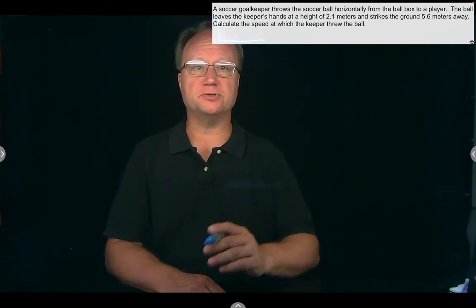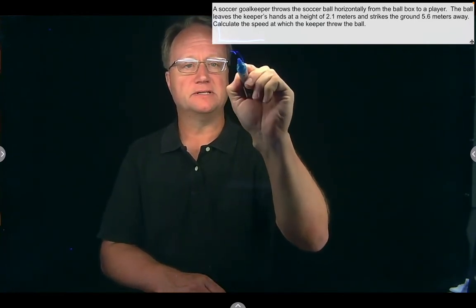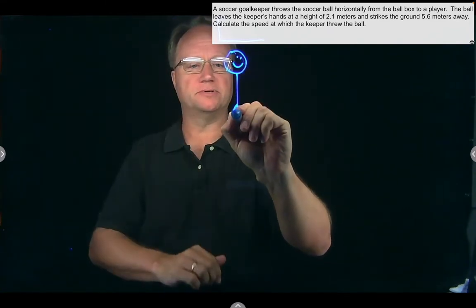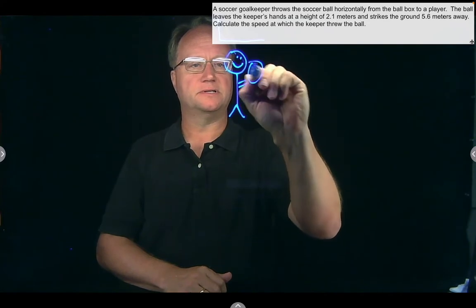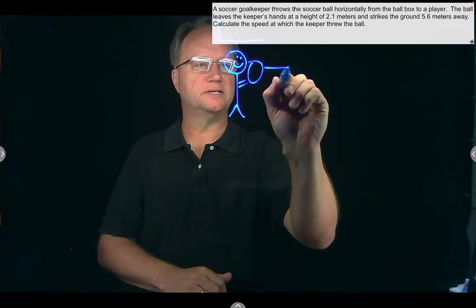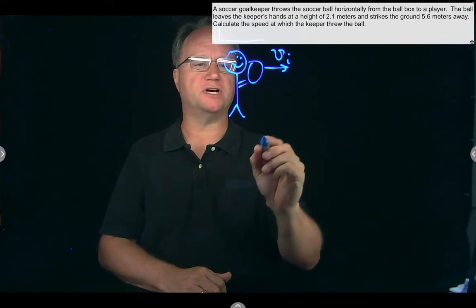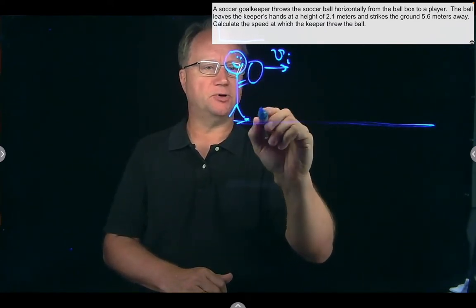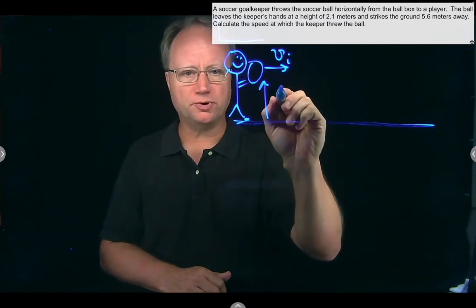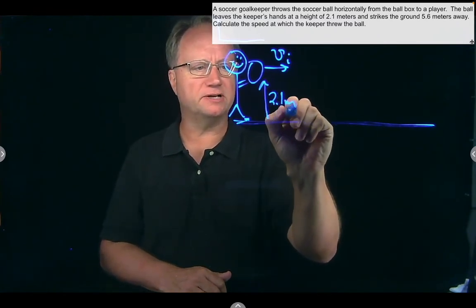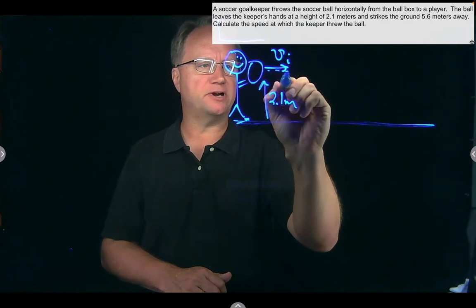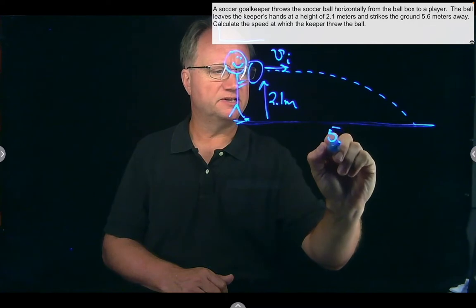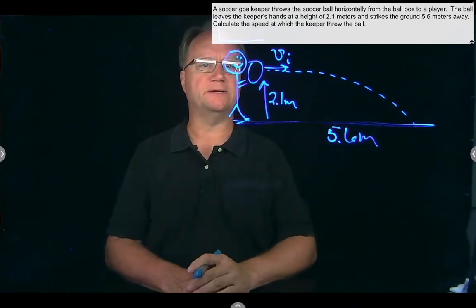So the first thing I'm going to do is draw a diagram. Here's your keeper. Throw the ball at some initial velocity we don't know. The ball is going to start out 2.1 meters above the ground, and it's going to travel on a curved parabolic path and hit the ground over here 5.6 meters away.